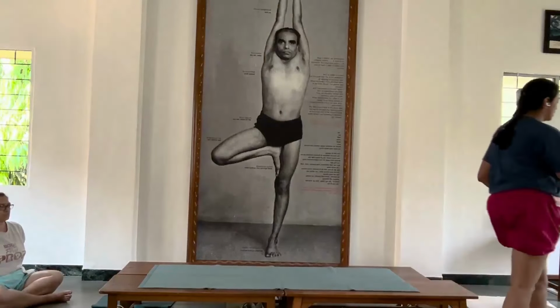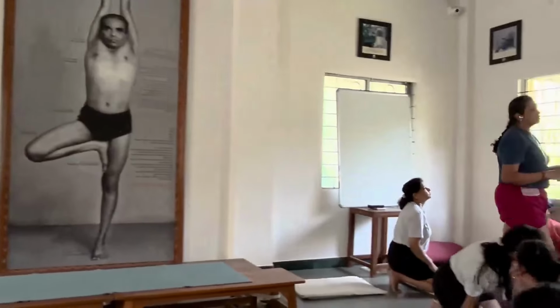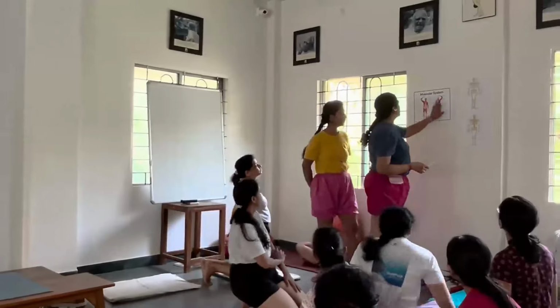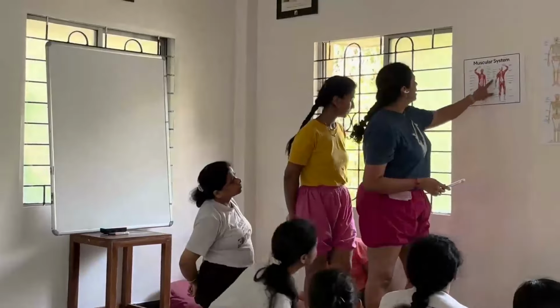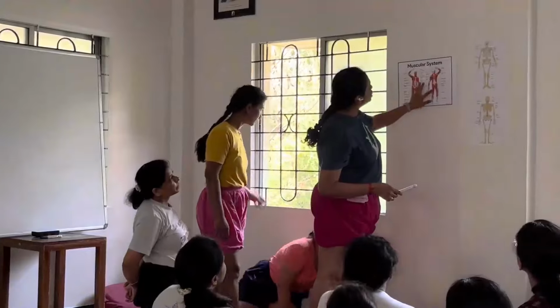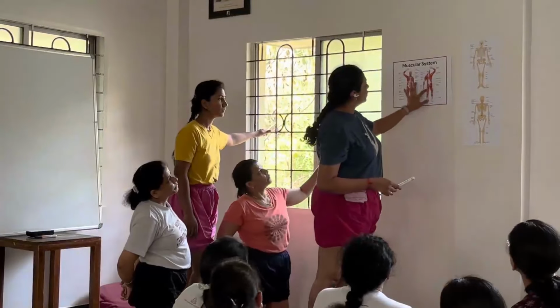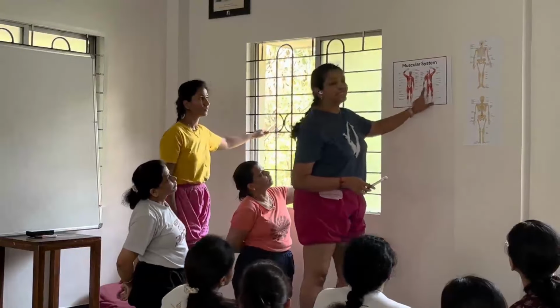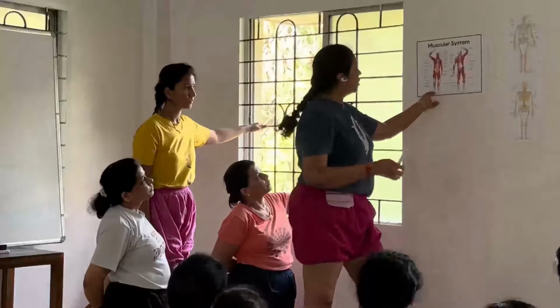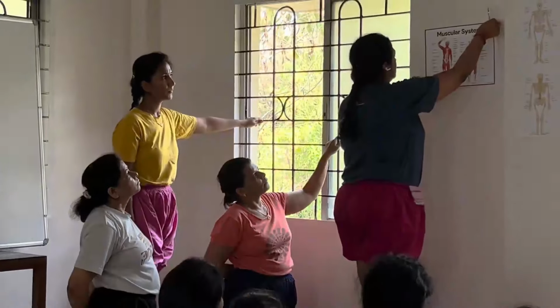You might see this is a muscular system. Okay. Now this is how the grossest of your muscle fibers are when you are standing upright. Now imagine the same posture.